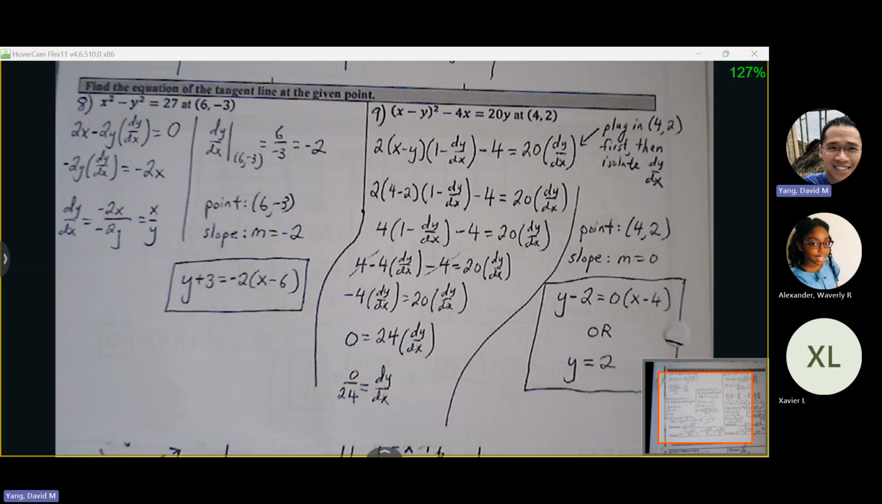So when you're finding the tangent line, once you find the derivative, you can just go ahead and plug in. You don't have to isolate unless it's asking for dy dx. Then you're forced to isolate. But yeah, I would distribute this through, and then I would have to boil this out.